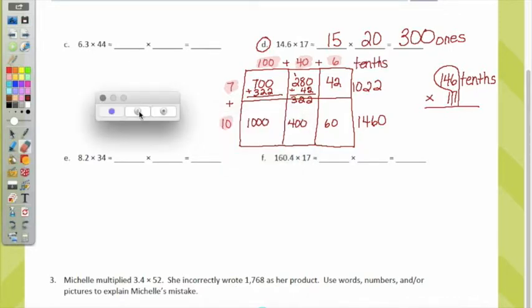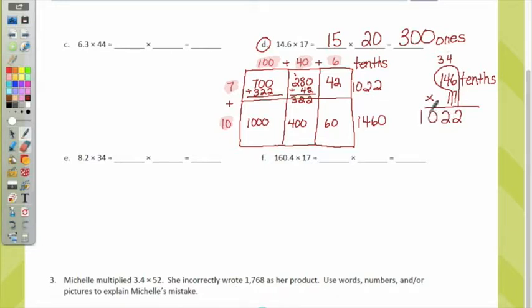All right, so 6 times 7, what is it? 42. Whoops, I'm on eraser. 42. What about 4 times 7? 28. Plus 4. 32. 1 times 7, 7, plus 3. 10. Do I have a match?